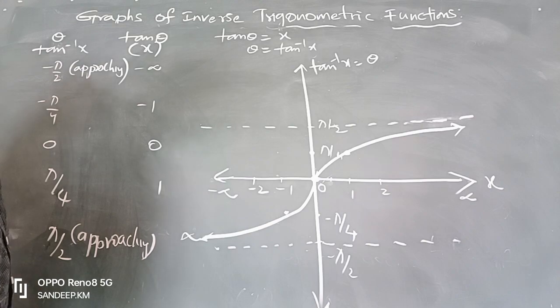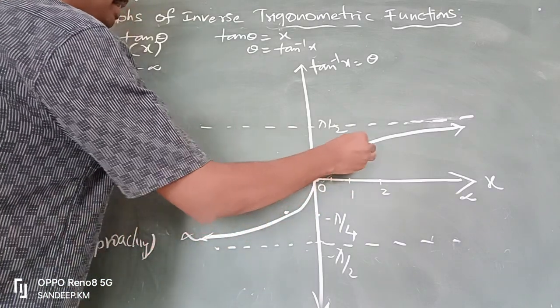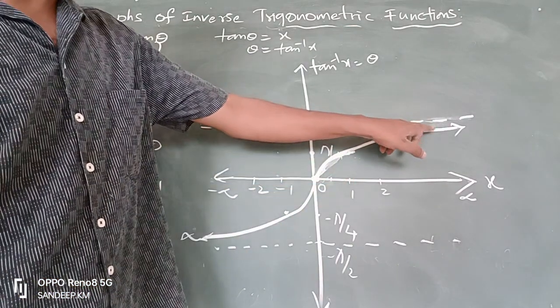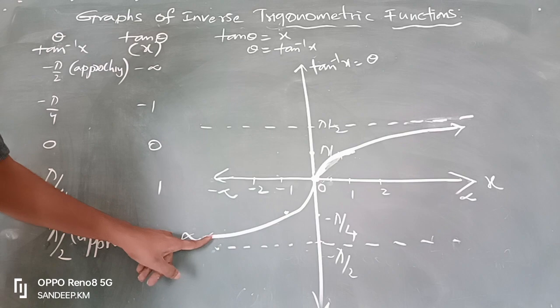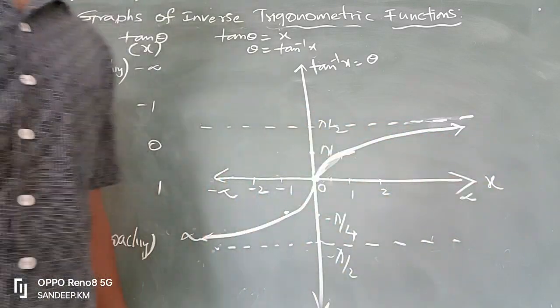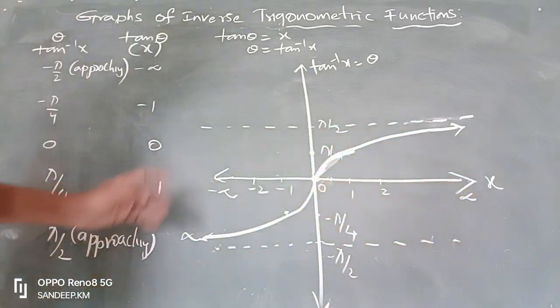This is the graph of y is equal to tan inverse x, or theta is equal to tan inverse x. You got it? Please keep this in mind that these two lines should not touch, and here also these two lines should not touch. They will touch when input approaches minus infinity or plus infinity. Now that will never happen, right? Input cannot be equal to infinity or minus infinity.